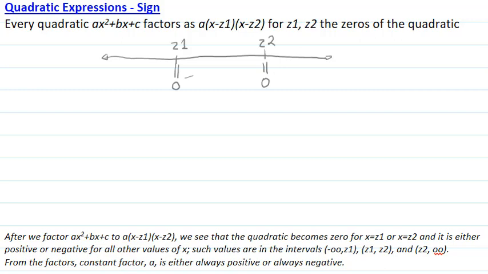And such numbers are in the following three intervals: negative infinity, comma, z1; z1, comma, z2; or z2, comma, infinity. From the factors, the constant a is always either positive or negative. So it will either be positive everywhere or it will be negative everywhere.